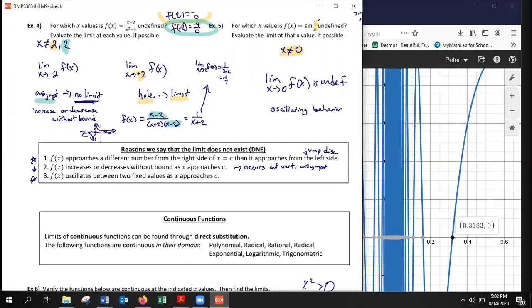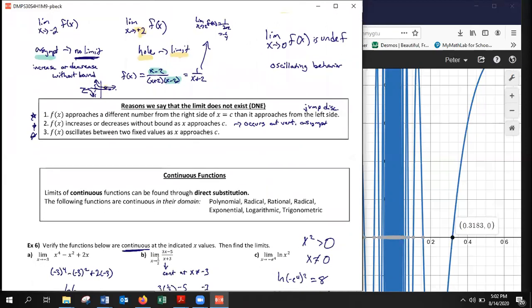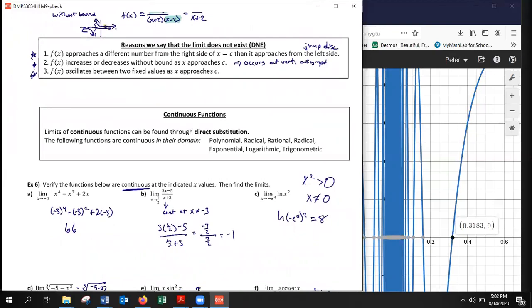So now that we've talked about how to find limits and how to establish when limits don't exist, the first and foremost thing is how do we find limits of continuous functions? And that would be direct substitution, and I mentioned that. Direct substitution only occurs because, and I'm going to highlight this because it's so important, if f of x is continuous, then we can directly substitute. If it's not continuous, then we have to find some other method. So all of these functions are continuous in the domain.